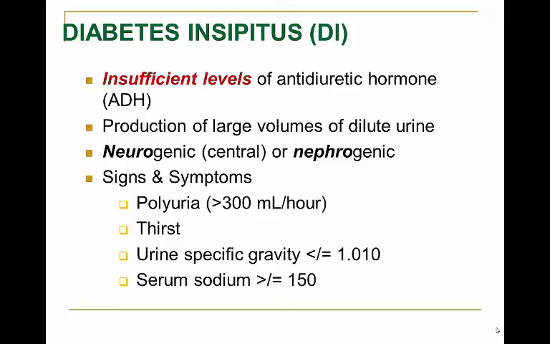Poly means a lot, so we'll have greater than 300 milliliters per hour, which, if you think about it, we're only supposed to have about 2 liters a day. So if you think about 2 liters a day, greater than 300 an hour means every 8 hours we're putting out what we should be putting out in 24. Significant. We do have thirst associated with this, and again, that urine is dilute, dilute, dilute, so the specific gravity is low, low, low, and then that serum sodium can vary a little bit. It can be high if we're losing water only and not sodium, or it can be right around that 150 range, and that's maybe where we'll see that.